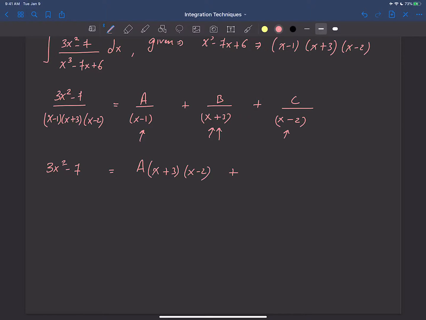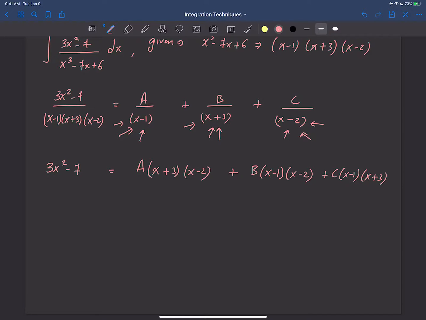B already has an x plus 3, so it should include the x minus 1 and x minus 2. So x minus 1 and x minus 2. Alright, keeping that in mind, the last one has an x minus 2 already, so it needs an x minus 1 and x plus 3. So we got this expression.